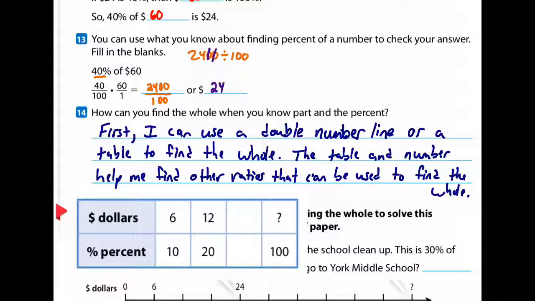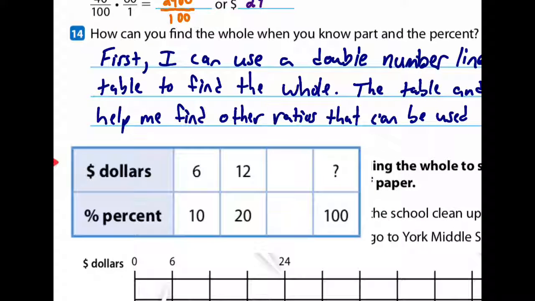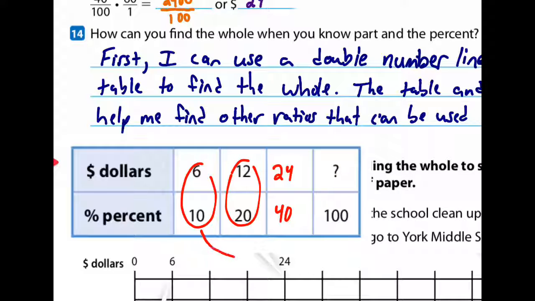Now remember, you don't need my exact answers, but I want to just explain what I just said. Remember I said I could use a double number line or a table to find the whole, and it helps me find other ratios. Do you remember in the original problem, the game was going to cost $24, which was going to be 40% of Eric's savings. And we have that to find 12 out of 20, and we have that to find 6 out of 10. And then we use 6 out of 10 to find the whole, which was 60.